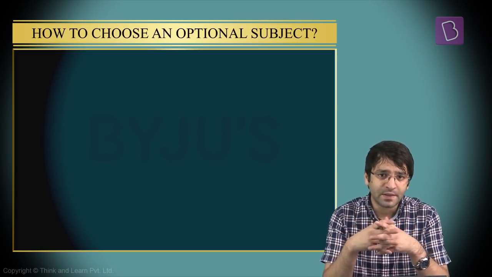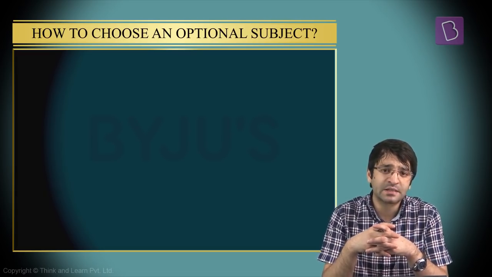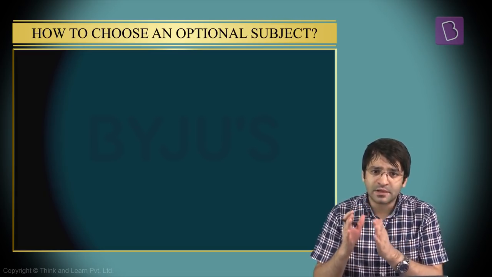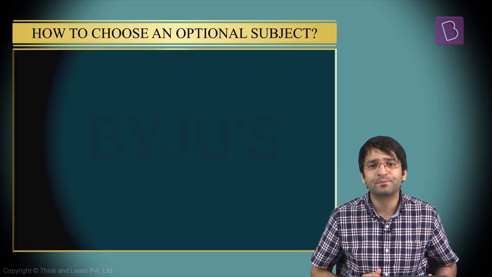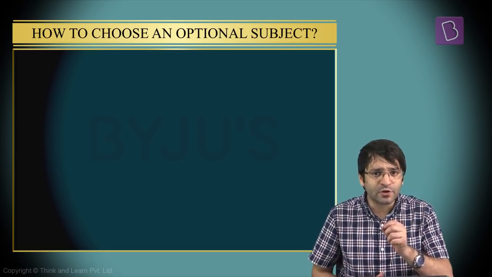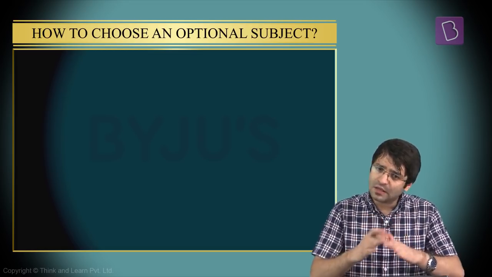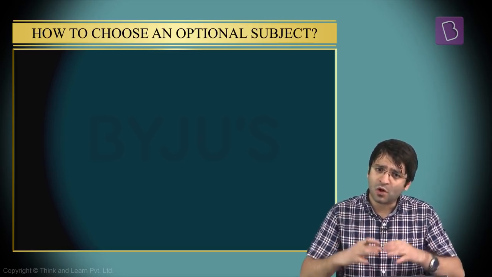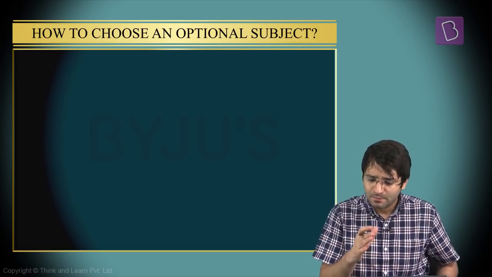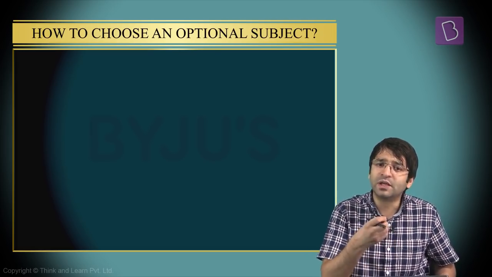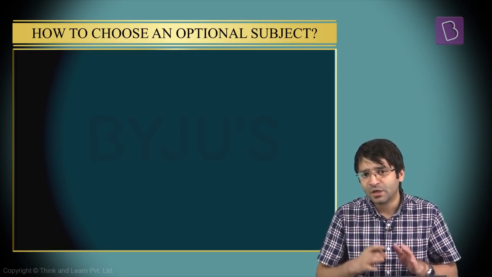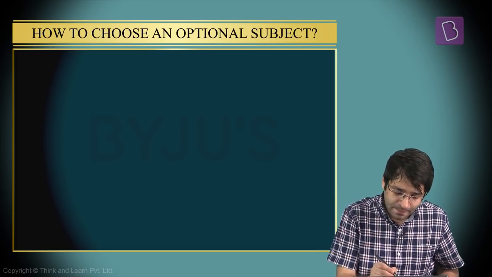George Orwell, in his novel Animal Farm, writes, "All animals are equal, but some animals are more equal than others." Similarly, for your examination, all subjects are equal. All papers are equal. But there are some subjects, some papers which are more equal than others. Which are these subjects or papers?